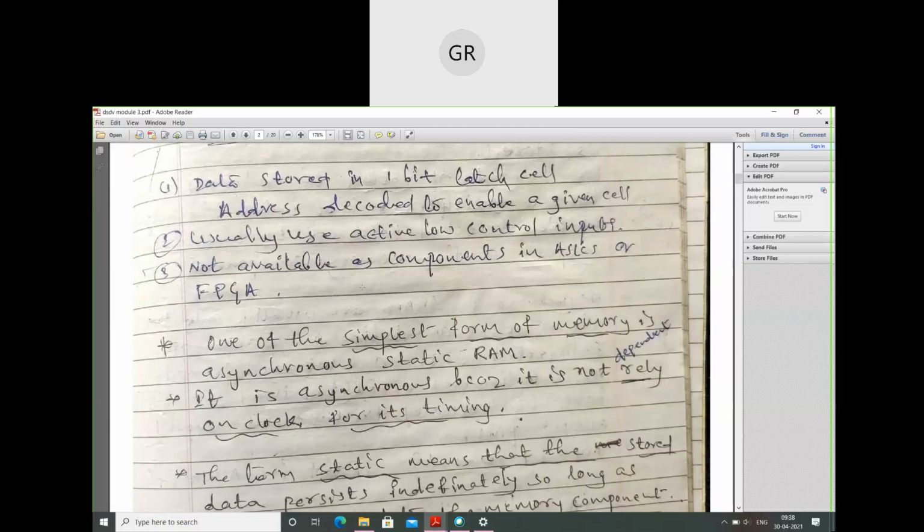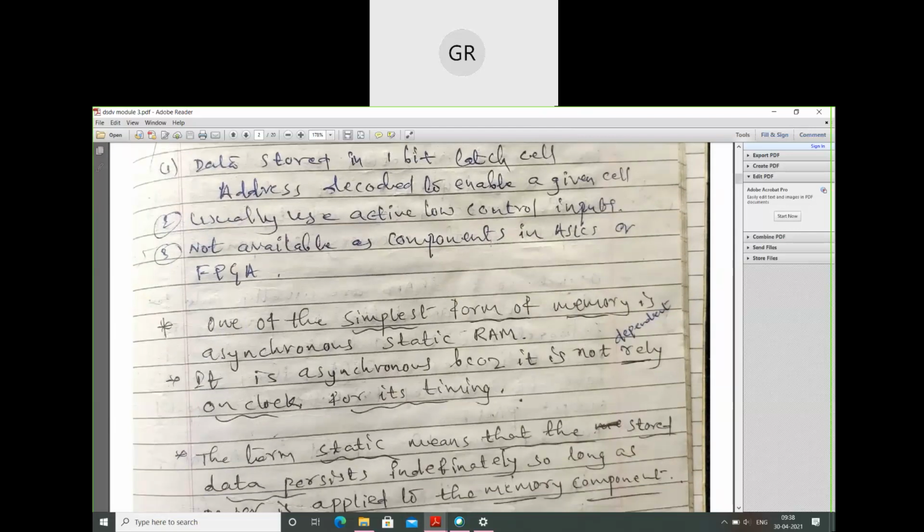In the previous class we were discussing that. It's the simplest form of memory. And why is it called asynchronous? Because it is not dependent on a clock for its timing.